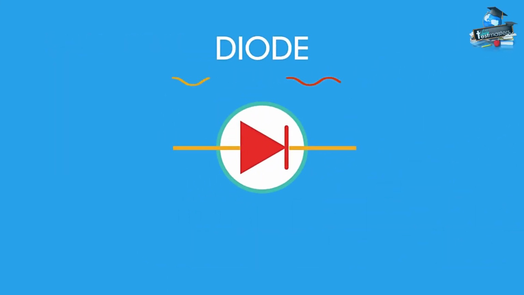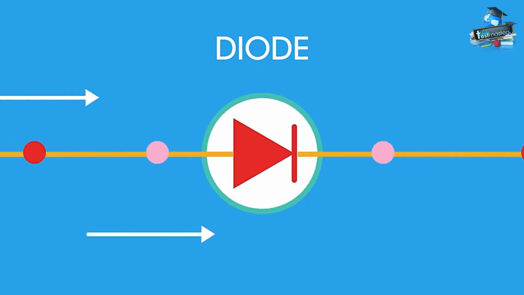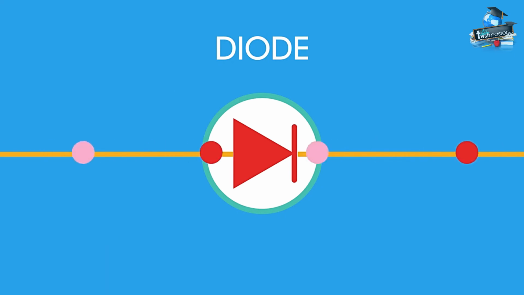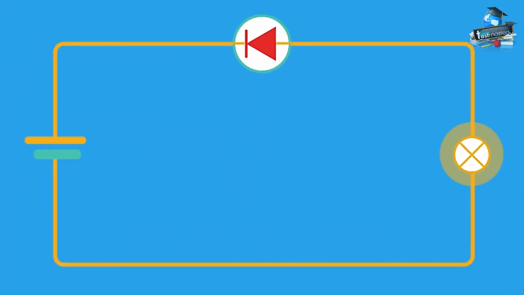Here is the symbol for a diode. A diode is a component that allows current to go in only one direction and is called a semiconductor. What happens to the bulb when the diode is reversed in this circuit? The bulb will not light as current cannot flow through the diode in the reverse direction.